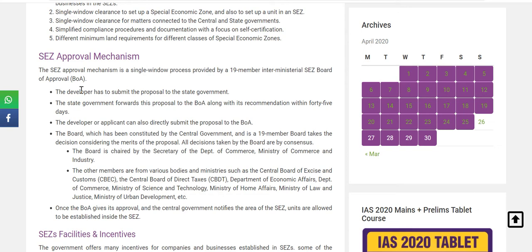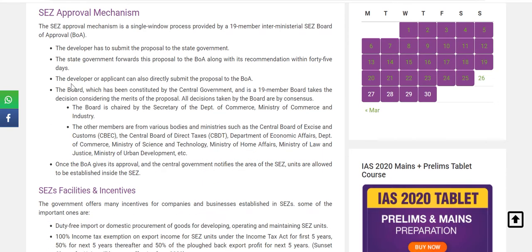from CBDT and CBEC, which is now the Central Board for Indirect Taxes, a recent change of name. It also has members from the Department of Economic Affairs, Ministry of Science and Technology, Ministry of Urban Development, Home Affairs, Law and Justice. And once the board gives its approval, the central government notifies, and the SEZ is formed.